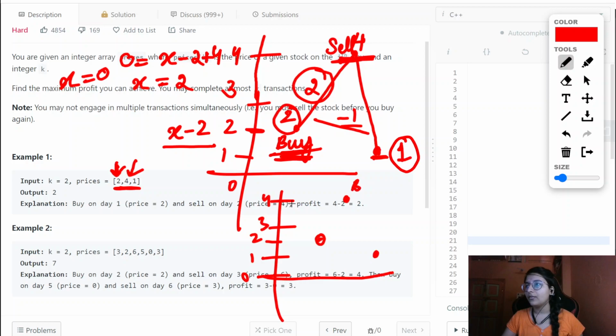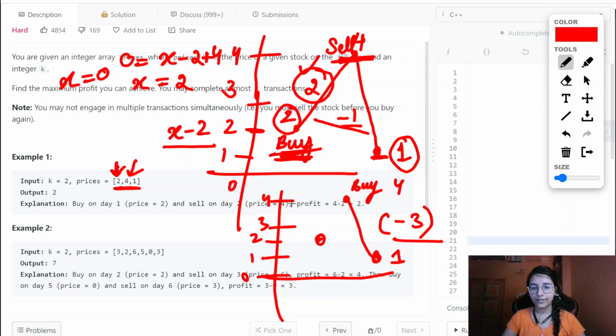So if we buy at 4 and sell at 1, because surely at the end we are required to sell it, then only if we hadn't sold it before will we get the profit. Else we are just incurring our own cost, right? So at this particular moment we will get a loss of 3, a profit of -3, so this won't be wise. This is much wiser, right?